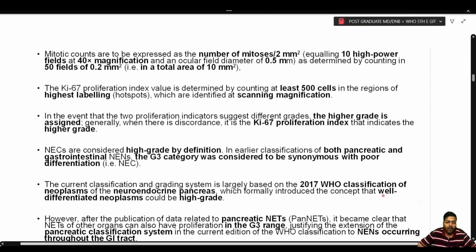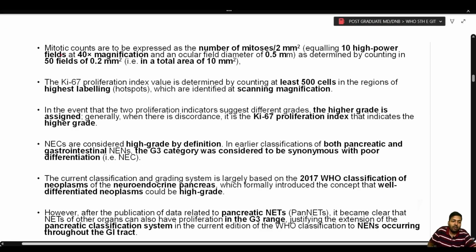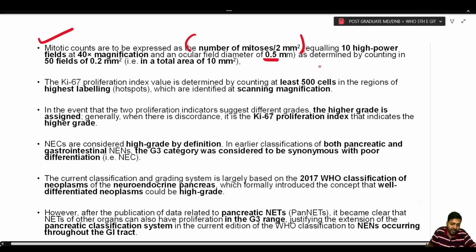Okay. So the mitotic count is to be expressed as the number of mitoses per 2 millimeter square, that is equal to 10 high power fields at 40x magnification with an ocular field diameter of 0.5 millimeter. It is expressed as the number of mitoses per 2 millimeter square as determined by counting 50 fields of 0.2 millimeter square, in a total of 10 millimeter square area.